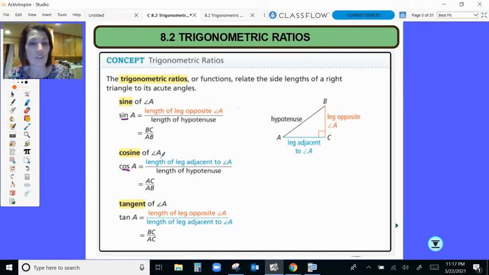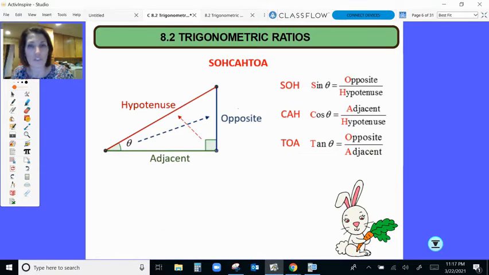Cosine is the length of the adjacent side divided by the hypotenuse. And the tangent is the length of the opposite side divided by the adjacent leg. So those are the 2 legs. Sine and cosine involve dividing by the hypotenuse, and the tangent divides by the legs. These you just have to memorize, and there's a little trick we use to memorize these called SOHCAHTOA. This is sine equals opposite divided by hypotenuse. That's my SOH. CAH is cosine equals adjacent divided by hypotenuse. And TOA is tangent equals opposite divided by adjacent.